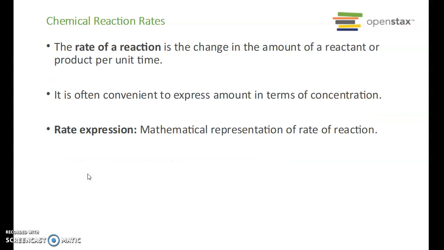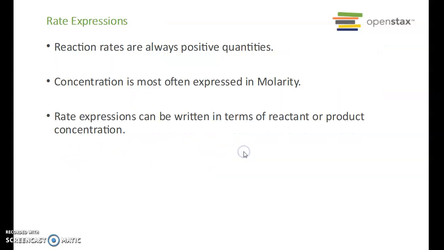The rate of reaction is the change in the amount of reactant or product per unit time. It's often convenient to express it in terms of concentration. And then what we're going to end up with is a rate expression, a mathematical representation of the rate of reaction. Reaction rates are always positive quantities. Concentrations are most often expressed in molarity, in other words, the number of moles per unit volume. Rate expressions can be written in terms of reactant or product concentration.